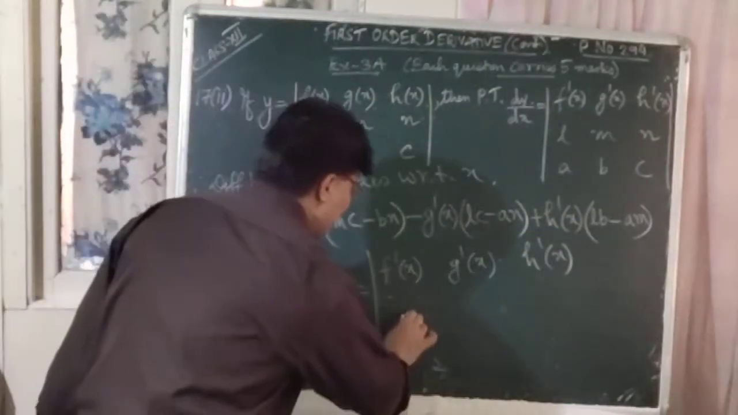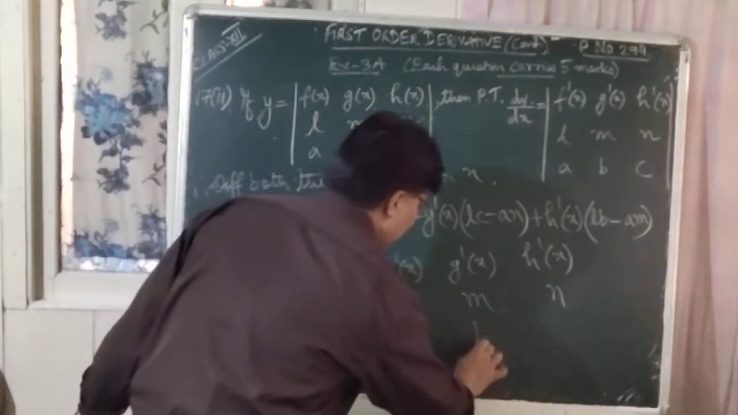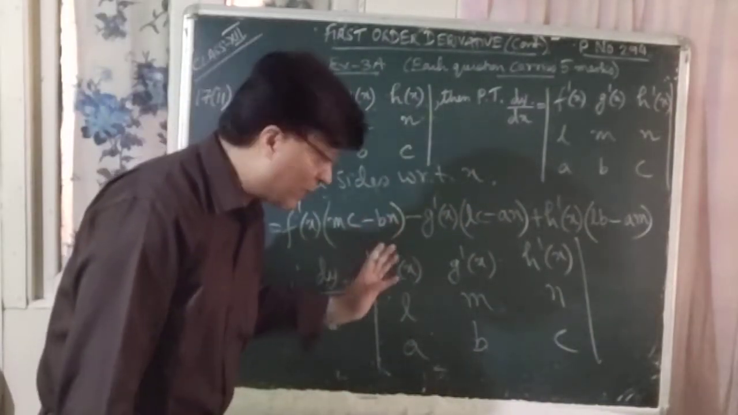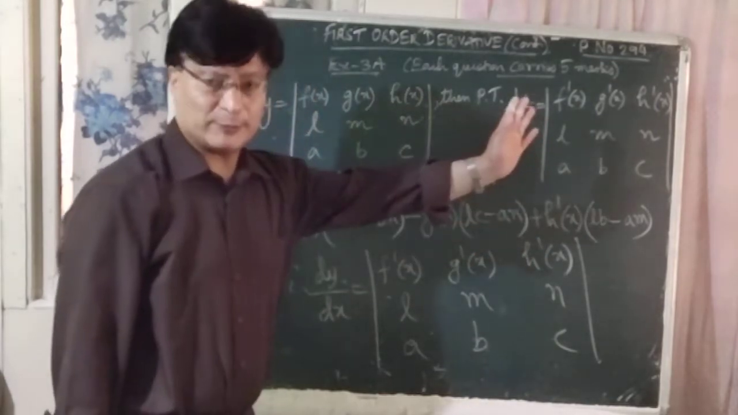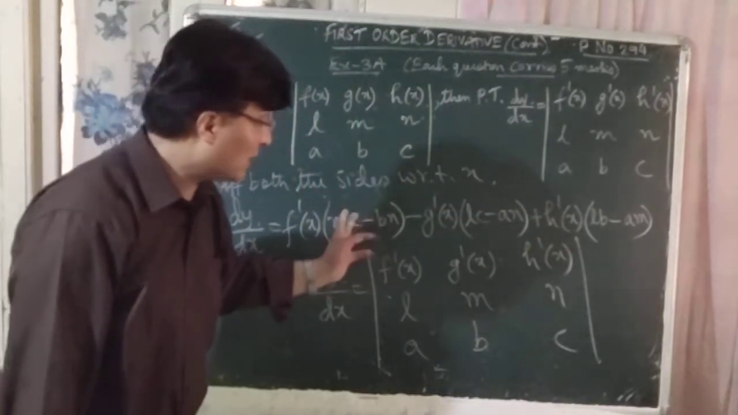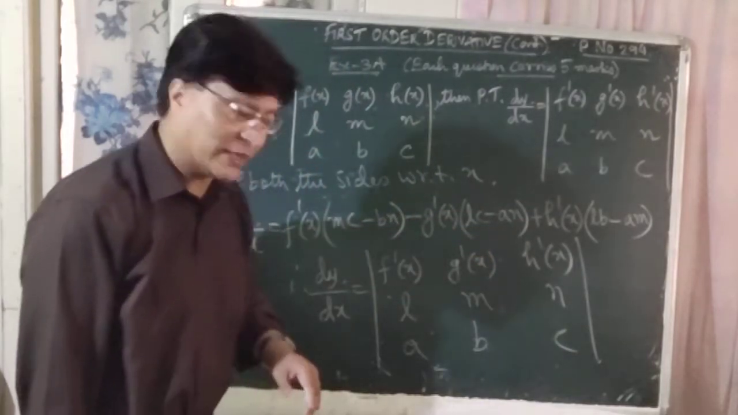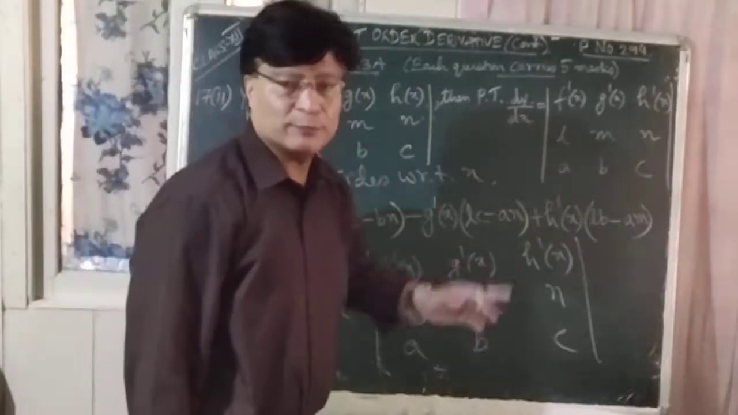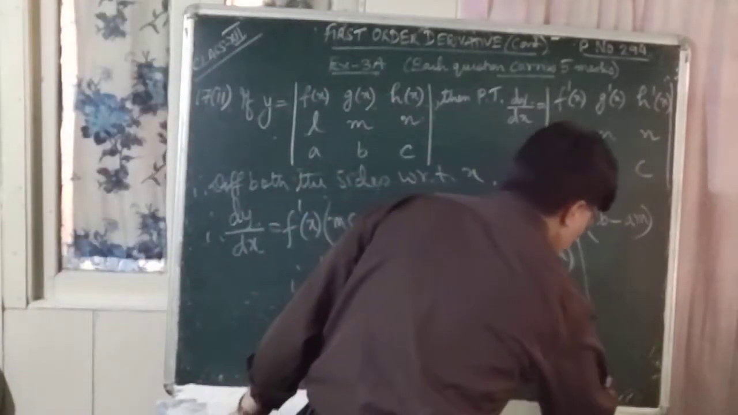That is, the second row will be L M N and the third row you should write it as A B C, so that if you expand this determinant, again you will get this same expression. That means this expression is the expansion of this determinant. Okay, so this differentiation is proved. So in this way you can do the answer. Okay, so this is proved.